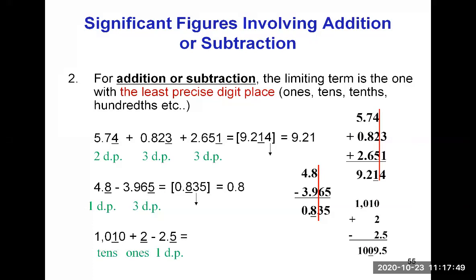You calculate the answer, and 1009.5 is the calculator answer here. And you can see with the red line here that the tens place is the least precise digit place that you have in this example. So we will need to round to the tens place. And that's a 0 there in the tens place.